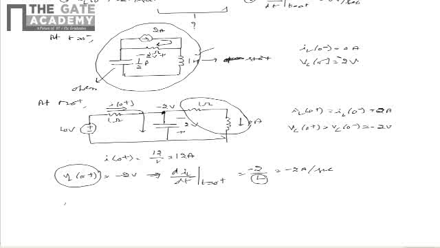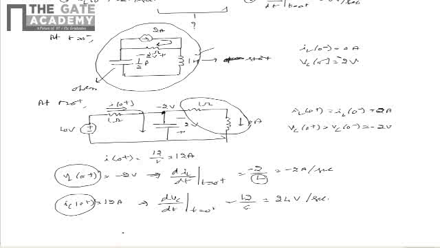And also we can see that the current I of 0 plus will be flowing through the capacitor. Hence IC of 0 plus is equal to 12 ampere. Hence as IC of 0 plus is C multiplied by dVc by dt at t equal to 0 plus, dVc by dt at t equal to 0 plus is equal to 12 divided by C. As the capacitance is half farad, this is equal to 24 volts per second.